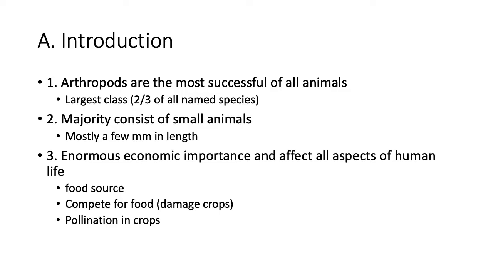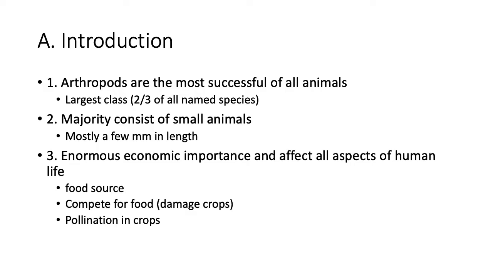Arthropods are the most successful of all animals. When it comes to animals, arthropods win out because they are the largest class. Two-thirds of all named species are a type of arthropod, and they are extremely successful. The majority of them are small in nature. Most are only a few millimeters in length. But arthropods are so important due to how they affect our lives and shape it.